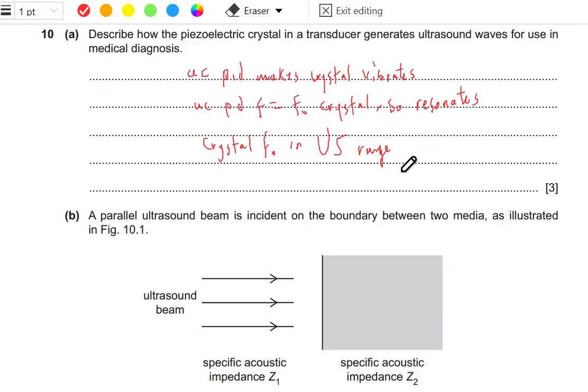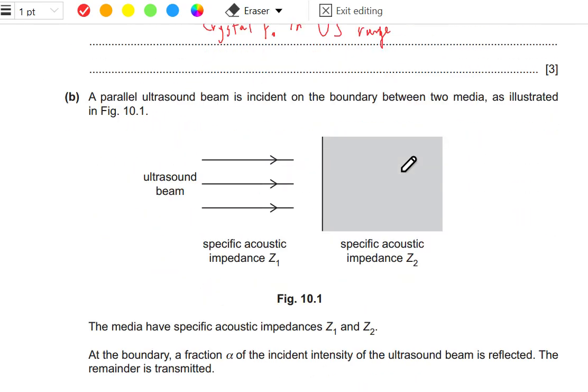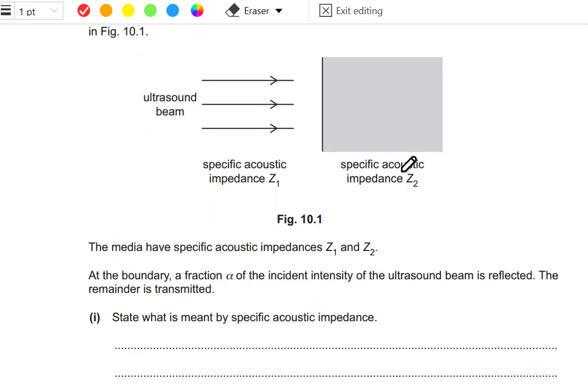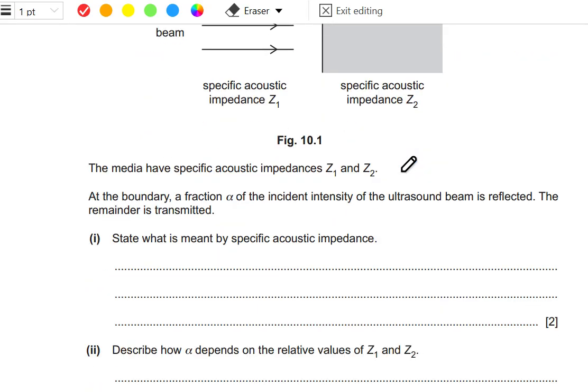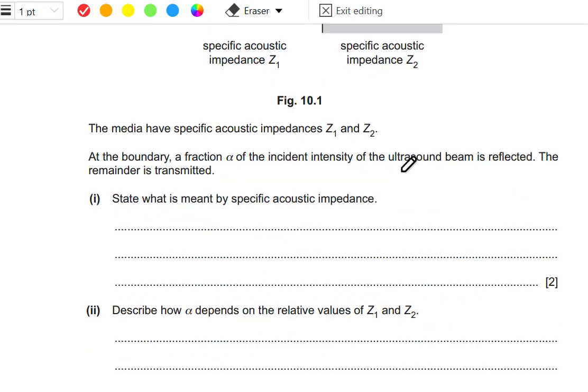A parallel ultrasound beam is incident on a boundary between two media. The media have specific acoustic impedance Z1 and Z2. At a boundary, a fraction alpha of incident intensity is reflected. The remainder is transmitted. State what is meant by specific acoustic impedance.